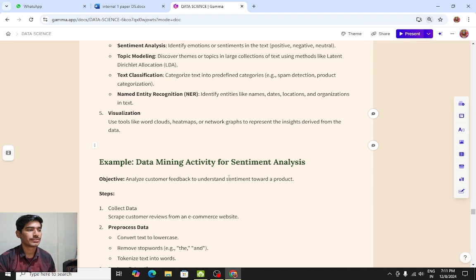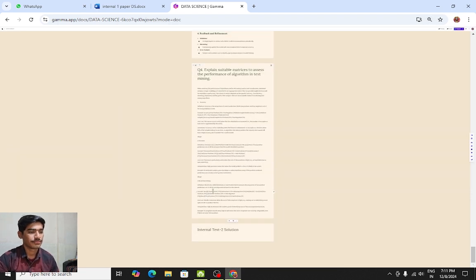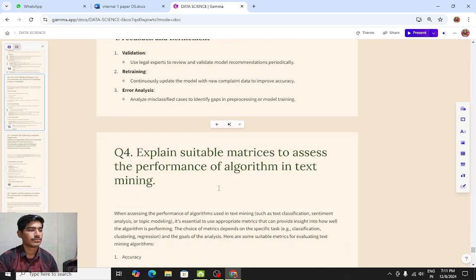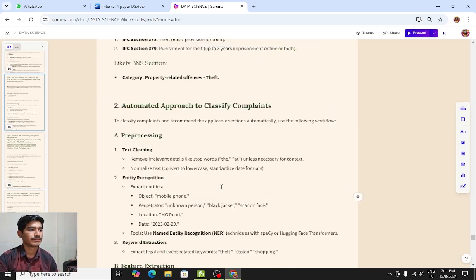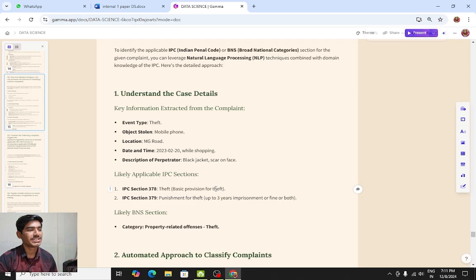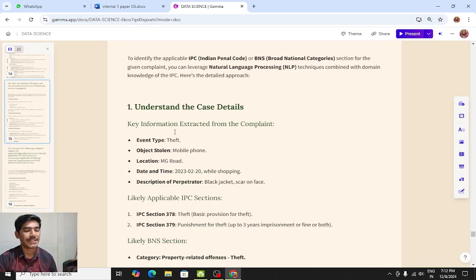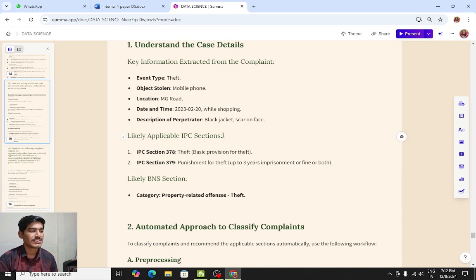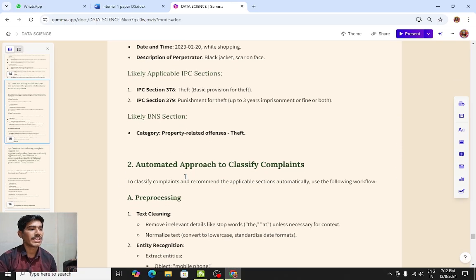Now see this example. The first point is to understand the case details. First is key information extracted from the complaint: event type, theft; object stolen; location; date; time; description of the predator. Likely applicable IPC sections: IPC section 378, theft, the basic provision for theft. IPC section 379, punishment for theft, up to 3 years imprisonment or fine or both, and the corresponding BNS section.